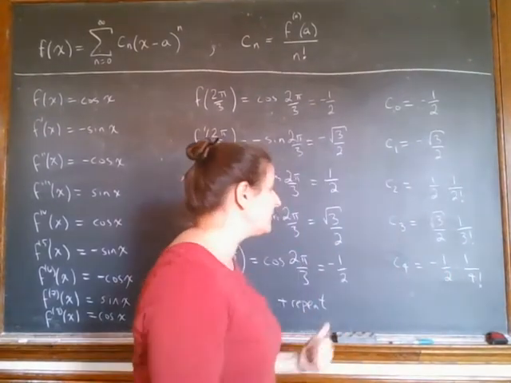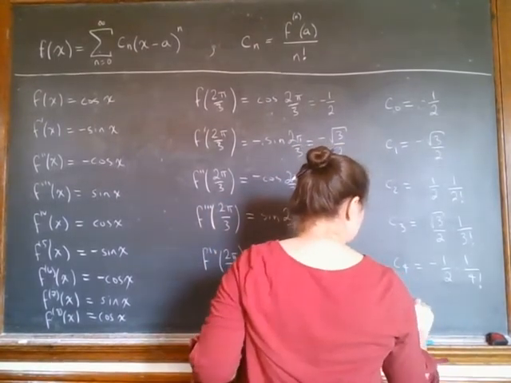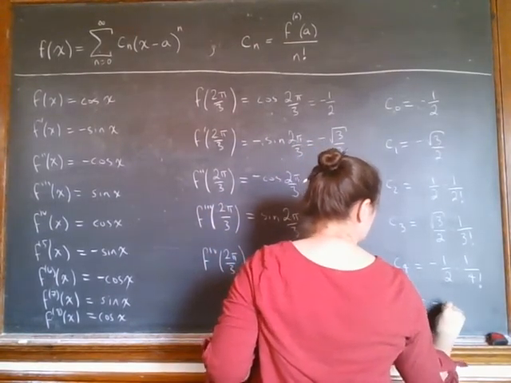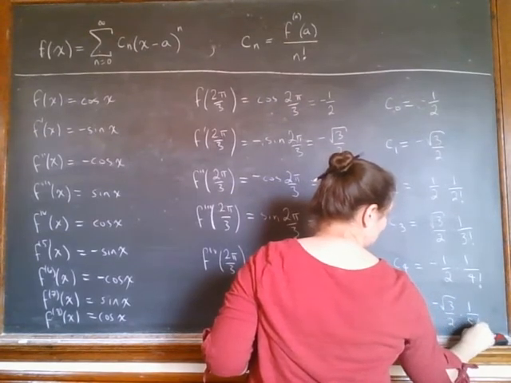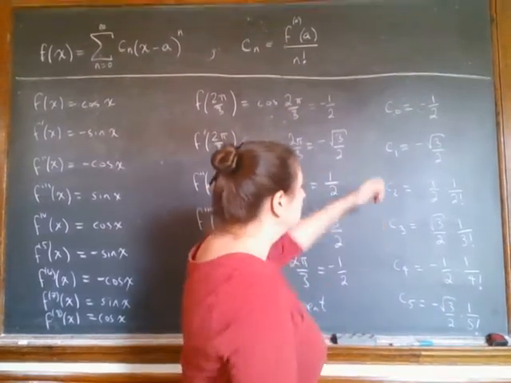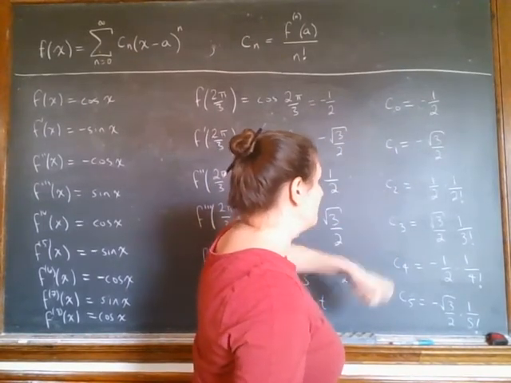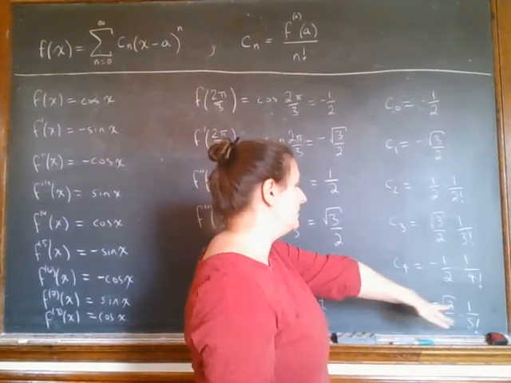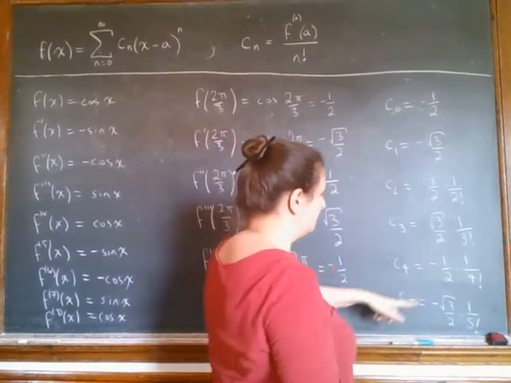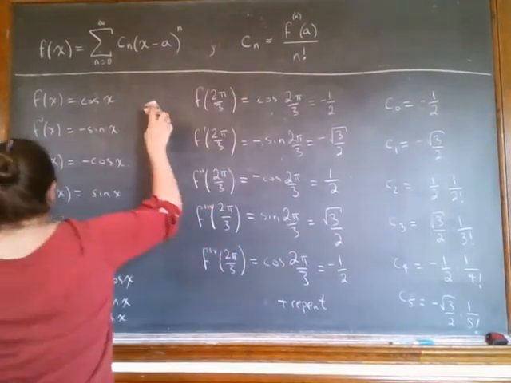Now, because they repeat, I can just go right back. C5 is going to be negative root 3 over 2 times 1 over 5 factorial, etc., etc. So it's minus 1/2, minus root 3 halves, 1/2, root 3 halves, and it goes like that. Okay, but I'm always remembering that I have to multiply by the 1 over n factorial as that guy's here.